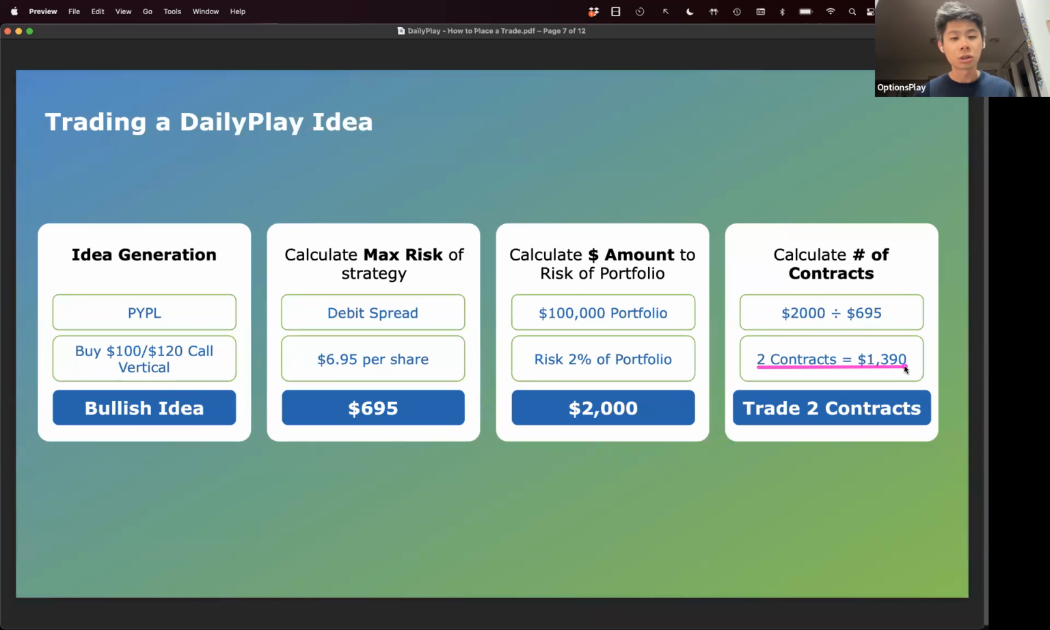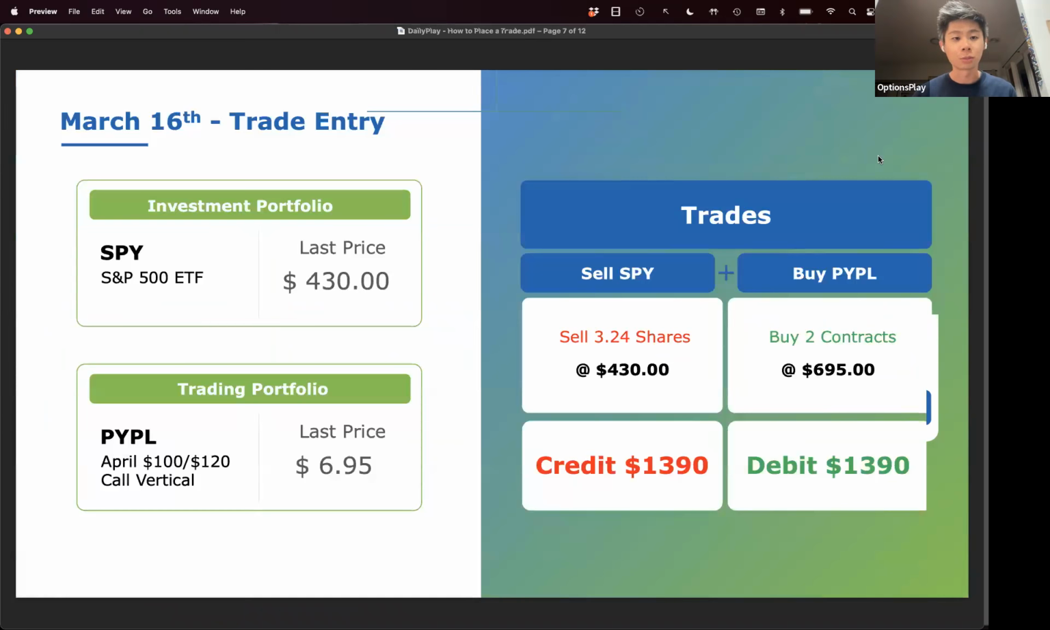And that's how you should determine, from an idea generated here from OptionsPlay or an idea generated by you, how to allocate capital in your portfolio to that one idea. In this particular case, we would trade 2 contracts for this particular trade.